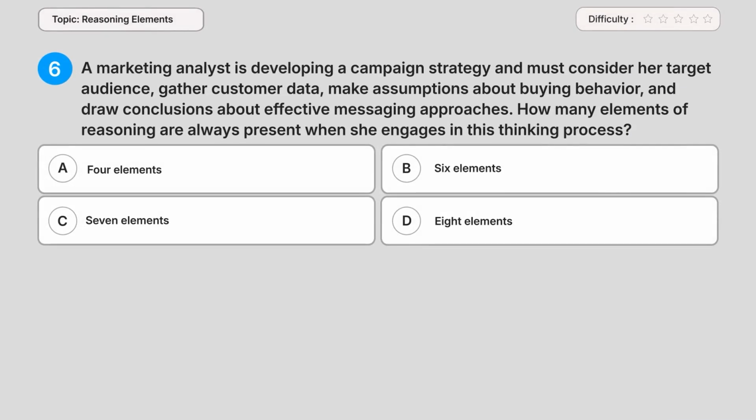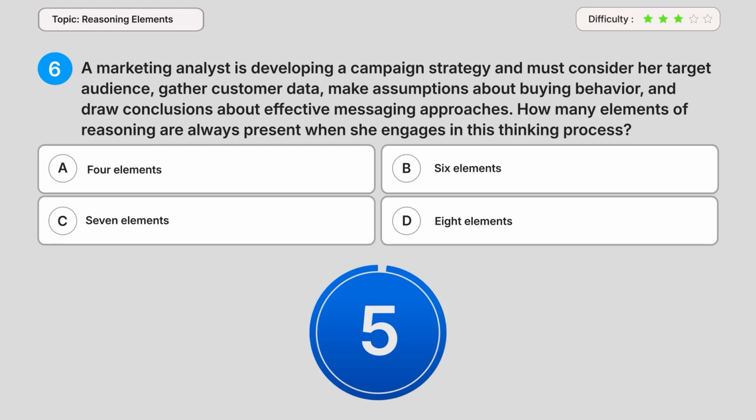6. A marketing analyst is developing a campaign strategy and must consider her target audience, gather customer data, make assumptions about buying behavior, and draw conclusions about effective messaging approaches. How many elements of reasoning are always present when she engages in this thinking process? A. 4 elements. B. 6 elements. C. 7 elements. D. 8 elements. Can you guess the answer?